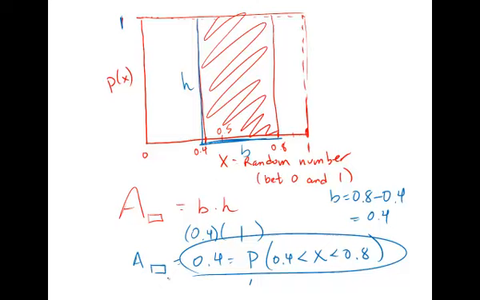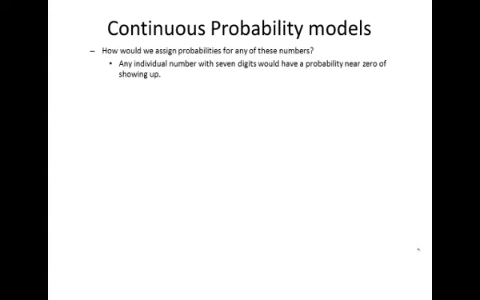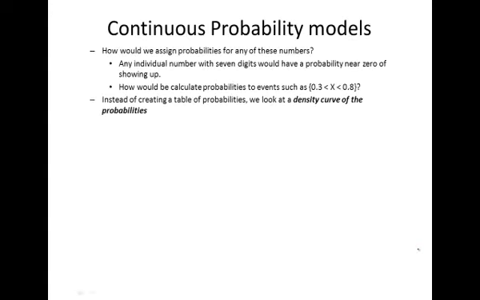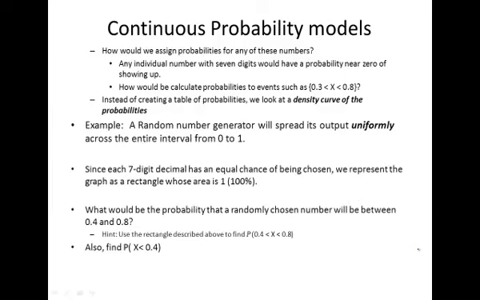So the probability that the random number generated is between 0.4 and 0.8, and we could include those, again, it doesn't matter, is 40%. So it's a probability of 40%, because it's 40% of the overall area. Okay, we saw that slide already.